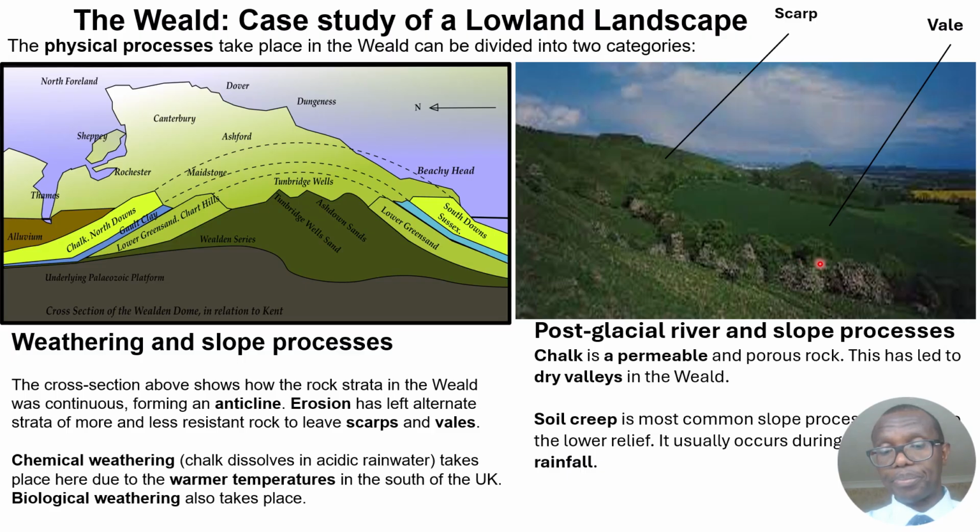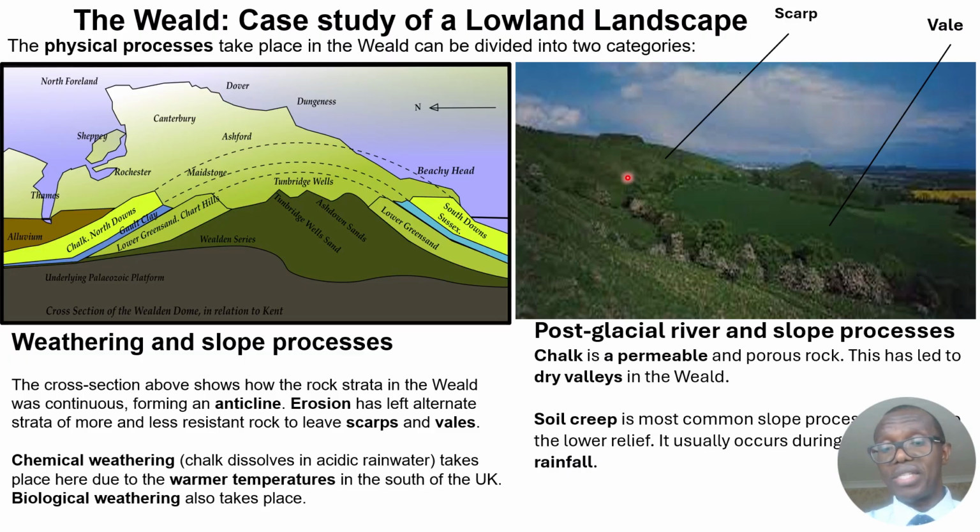So coming on to the post-glacial river and slope processes here, we know that chalk is a permeable and porous rock, and therefore after the ice here had melted, the water that was a result of that then infiltrated into the soil, and that has led to dry valleys in the Weald. And the main slope process that is taking place over here is actually soil creep.